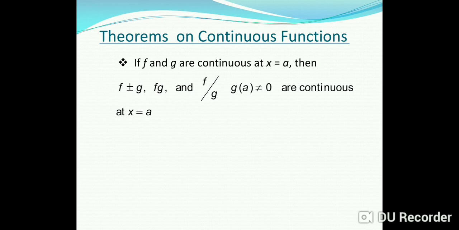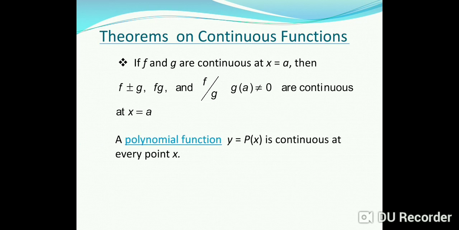Now we will see theorems on continuous functions. If f and g are continuous at x is equal to a, then first f plus g and f minus g, second f into g, and last f divided by g, where g of a is not equal to 0, are continuous at x is equal to a.